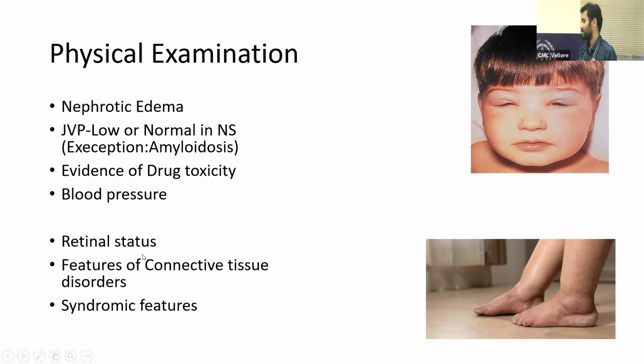Then any other features of connective tissue disorders, whether the patient has joint swelling, rashes, or any features of SLE, like alopecia, malar rash and all. Then any other syndromic features. If you are suspecting some genetic diseases like Alport syndrome, whether the patient has any eye issues, any lenticonus, or sometimes hearing issues.